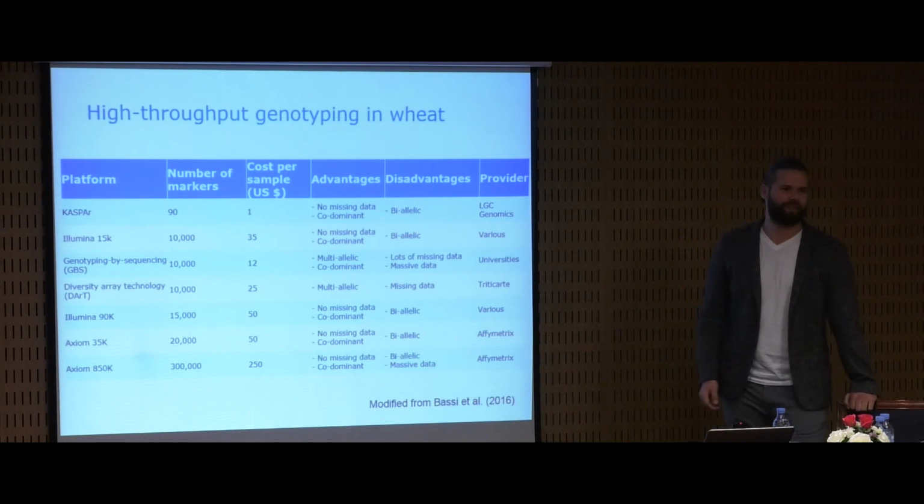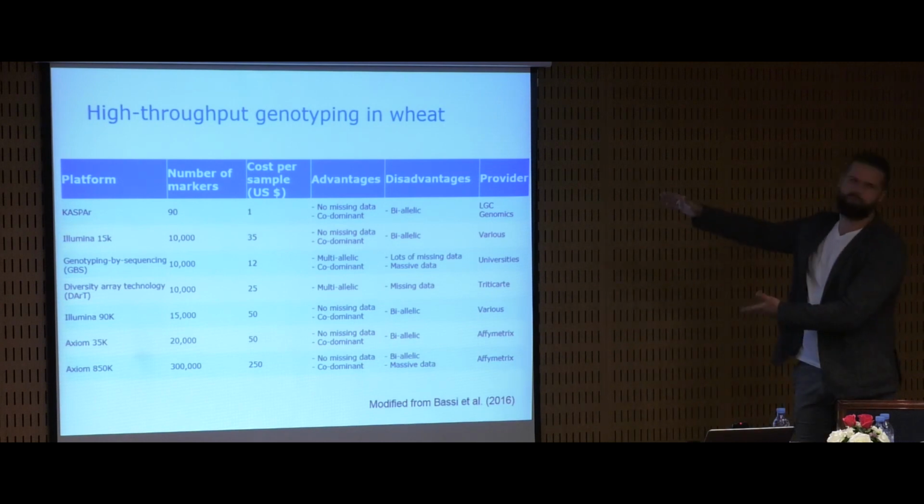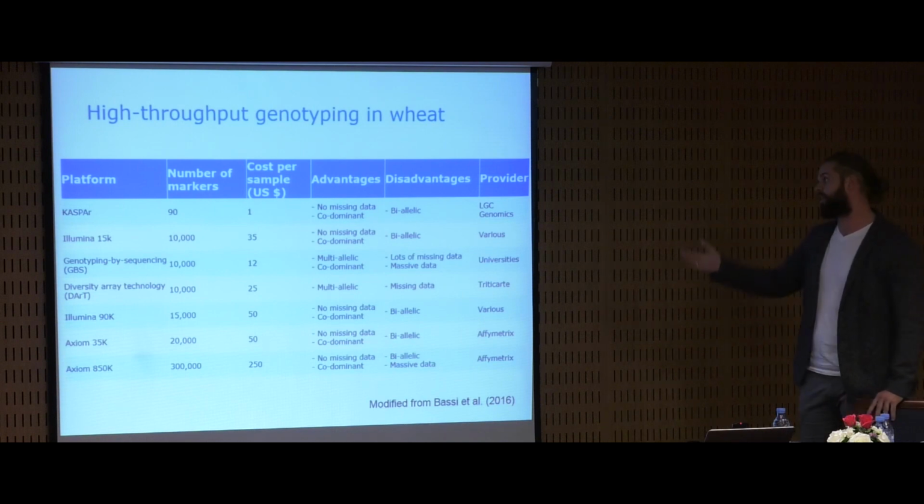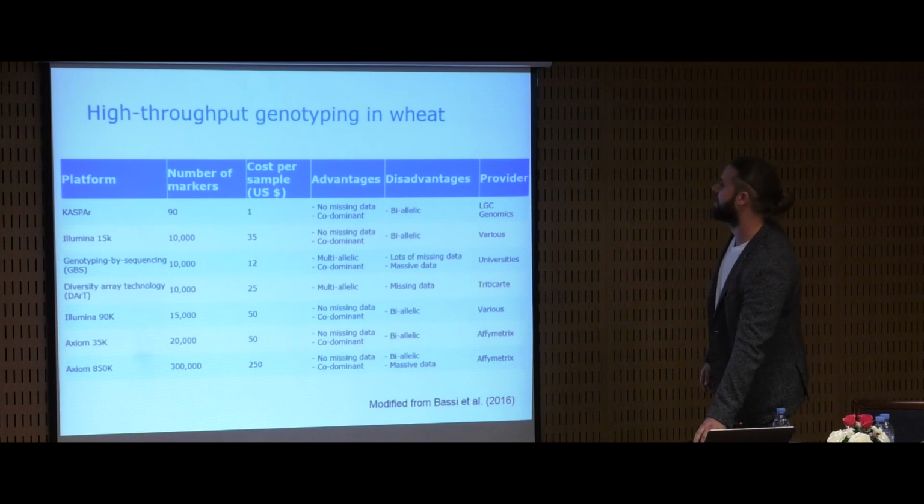Probably that's the reason. We should probably tell Germans how cheap they are, so they would use them too. But yeah, so this is basically more or less very popular genotyping platforms you can find in wheat.